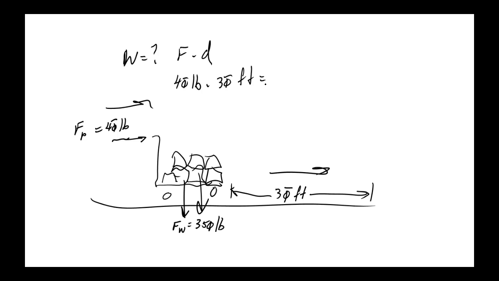And what would that be? 1,200. What unit? Usually we put it as foot-pounds. Pounds-feet is fine. You can write it that way. Usually we put it as foot-pounds.